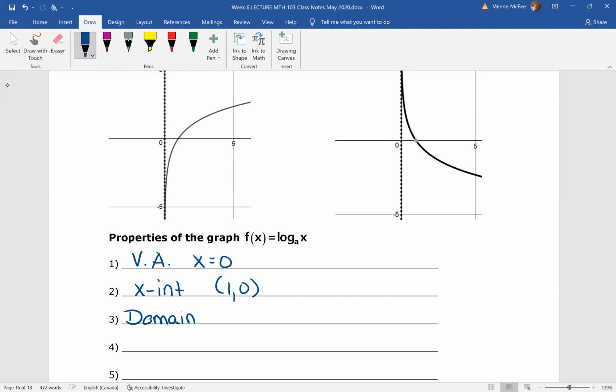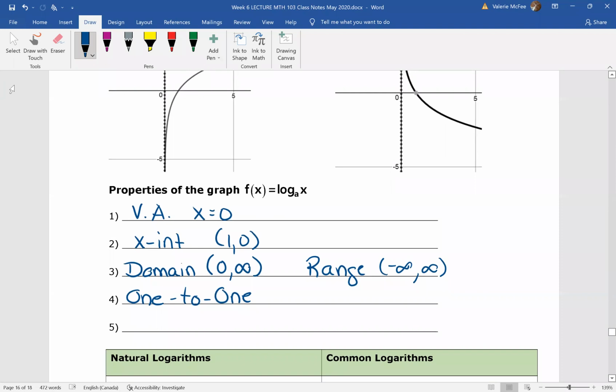The domain is from 0, not included. We have an asymptote there, to infinity, and a range of all real numbers. Think about the domain and range of our exponential function. Do you notice that they just switched places? That's because these are both one-to-one functions. Remember, if we want to find inverse functions, we have to start with a one-to-one function. And these do start as one-to-one functions, which means they can be inverse functions of each other.